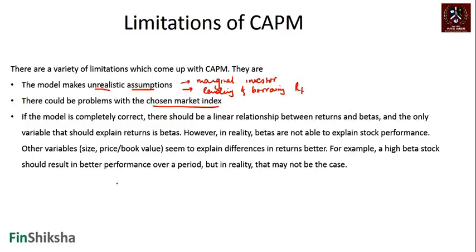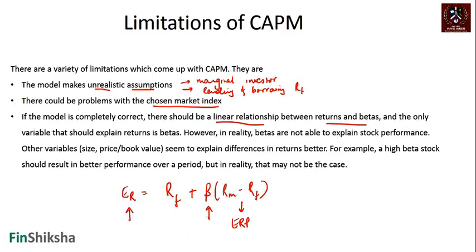Finally, remember the model says that the expected return is the risk-free rate plus beta times the return on the market minus the risk-free rate, this being the equity risk premium. If this were correct, there has to be a linear relationship between the expected return and beta. Theoretically that is what CAPM tells us, but in reality betas are not able to explain stock movements. There are a lot of other variables, like the size of the company, the price to book value, and the valuation.